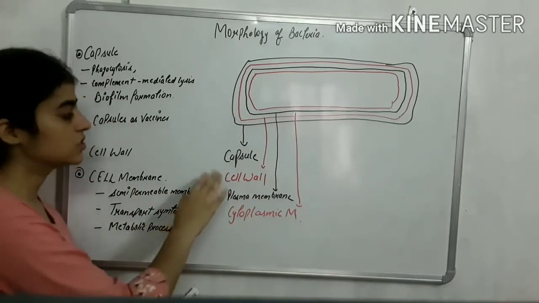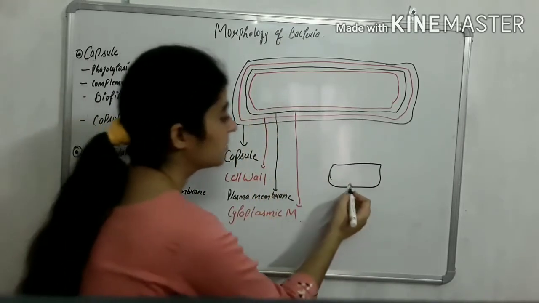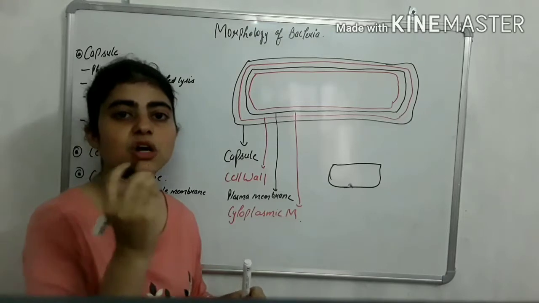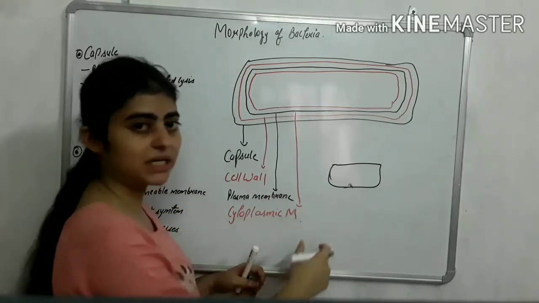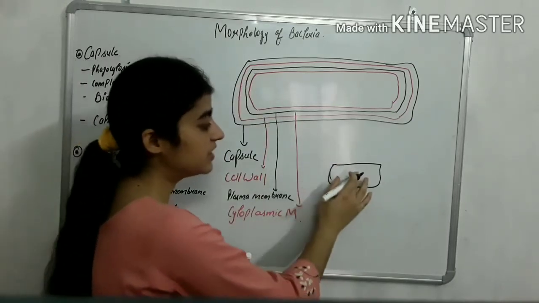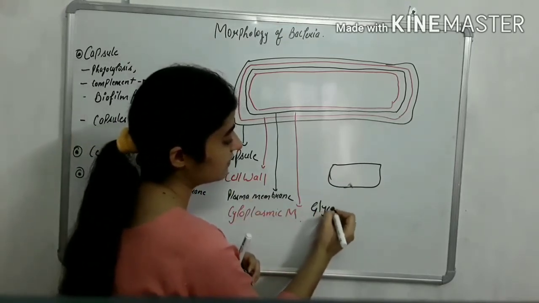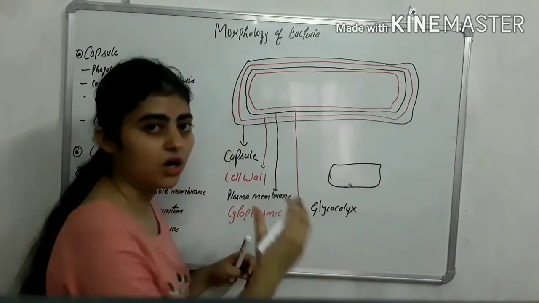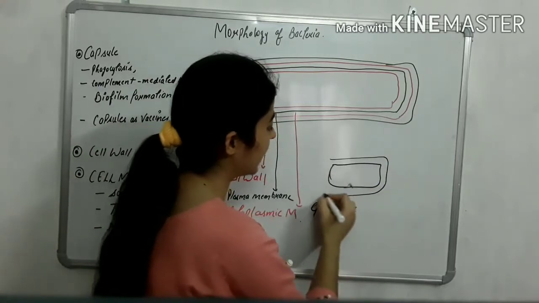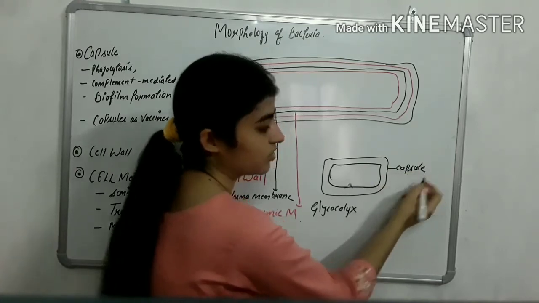First is the capsule. If this is the bacterial cell, how is the capsule made? Some bacteria start discharging amorphous viscid material, that is called glycocalyx. Some bacteria discharge glycocalyx over the surface of the cell. If this glycocalyx is properly organized and surrounds the bacteria totally, then in this condition, this glycocalyx is called capsule.